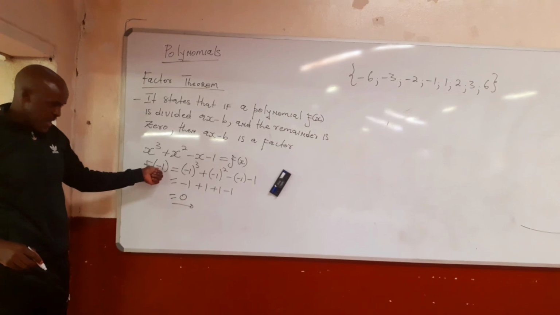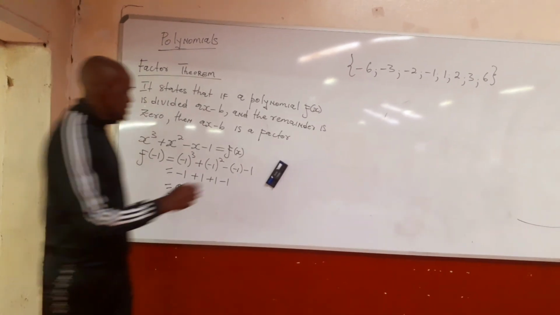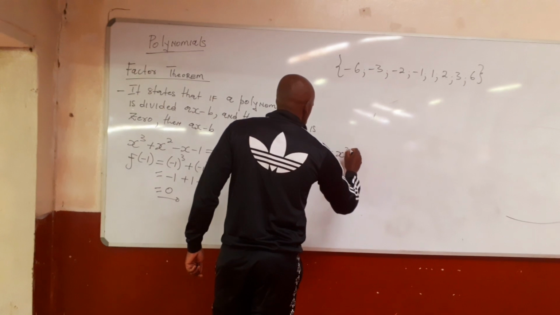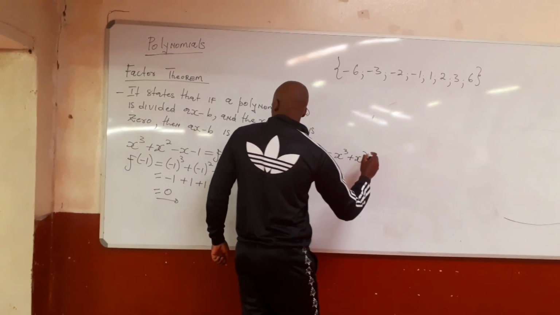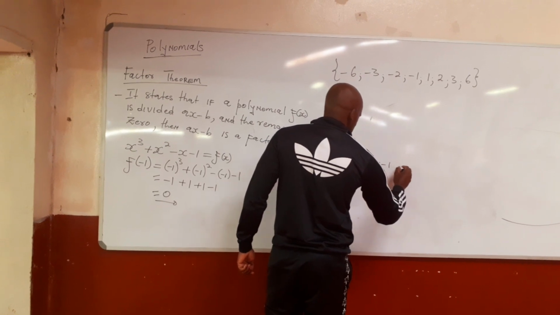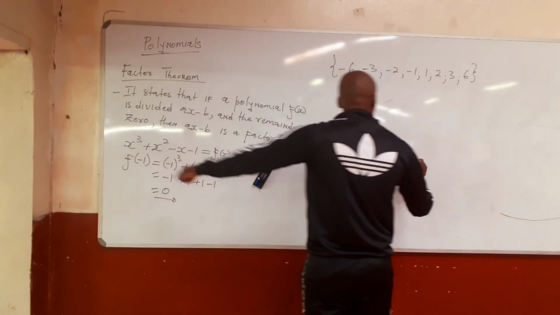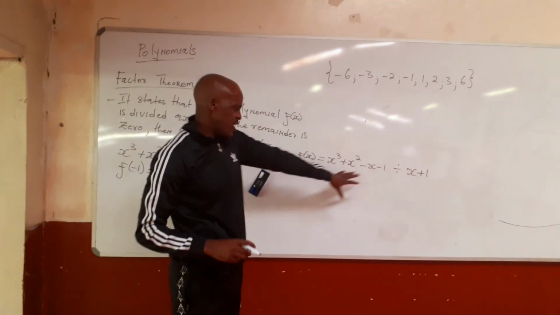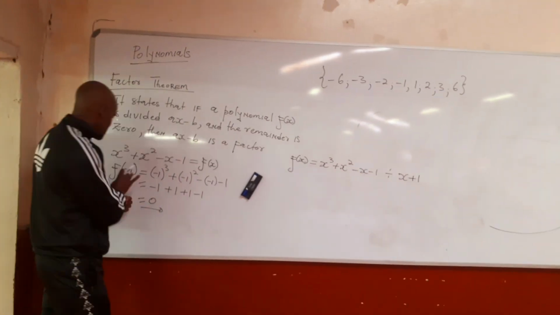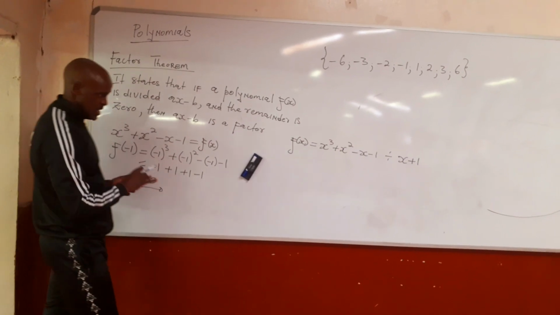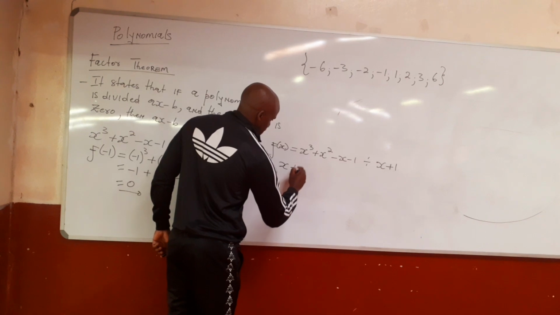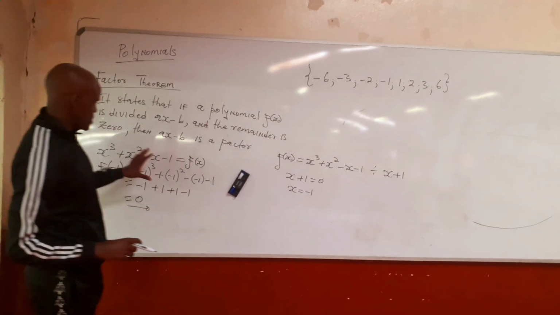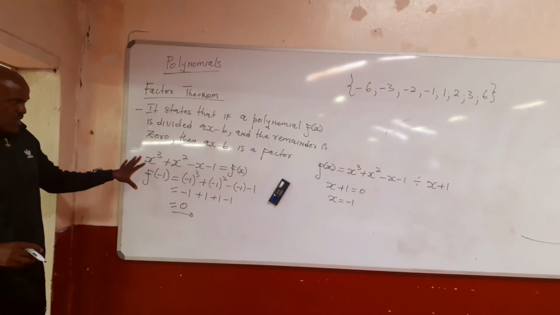Remember, this is -1. We are talking about ax minus b, which means here we've got f of x, which is x cubed plus x squared minus x minus 1, divided by ax minus b. Our x there is -1, which means it's x plus 1. This is divided by x plus 1. Since we are saying -1 in place of x, that means you have solved for x there. It's x plus 1 equals 0. Therefore, x is equal to -1. So that's how to use what we call the factor theorem.